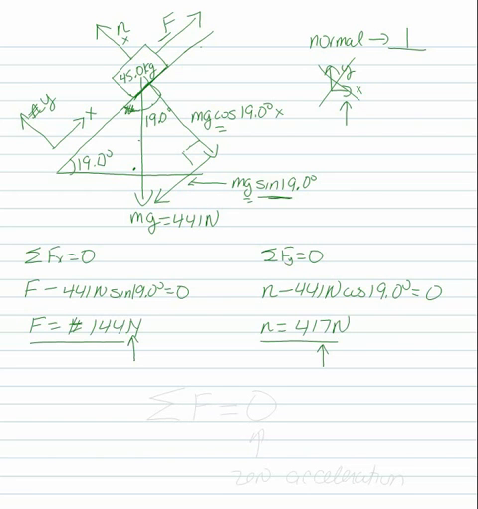Quick question before we move on. If this problem stated the man was walking up the hill at a constant velocity, how would the answers change? And the answer is they would not change. If you are walking up the hill or down the hill at a constant velocity, this is true. Zero acceleration. The answers would not change.